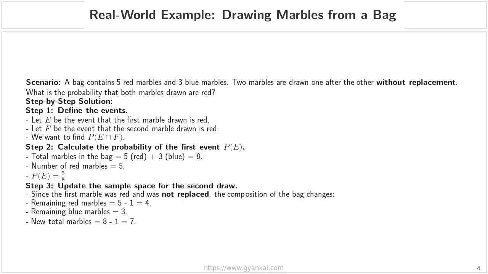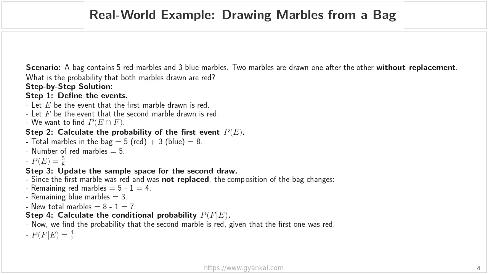We must update our sample space. Because we are drawing without replacement, we assume the first event was successful, meaning a red marble was removed. Consequently, the composition of the bag has changed. We now have only 4 red marbles remaining, and the total number of marbles in the bag has decreased to 7.